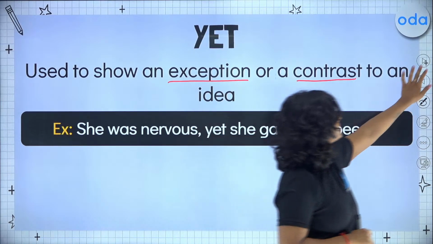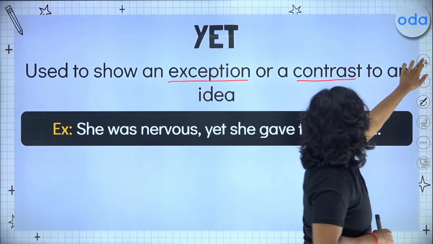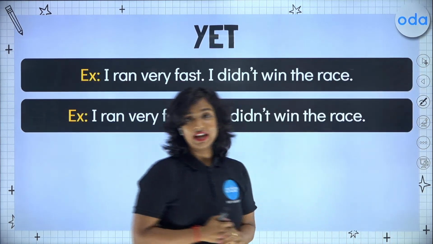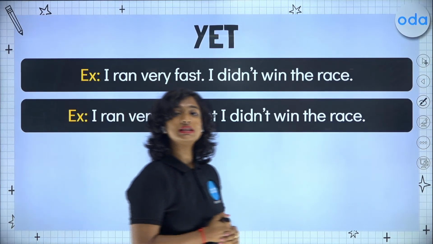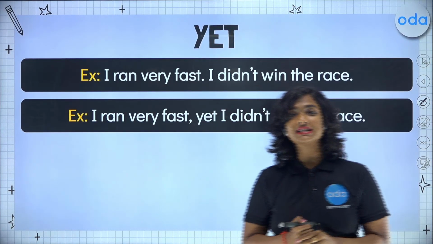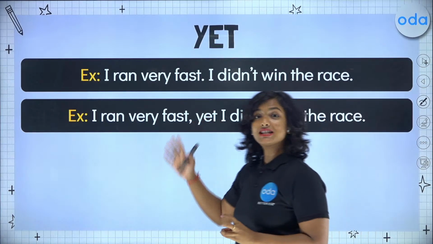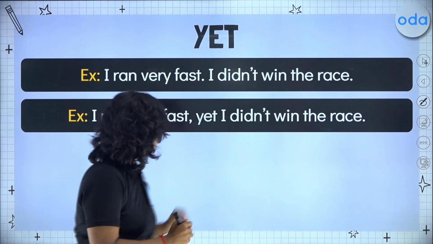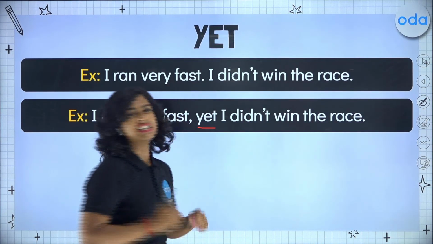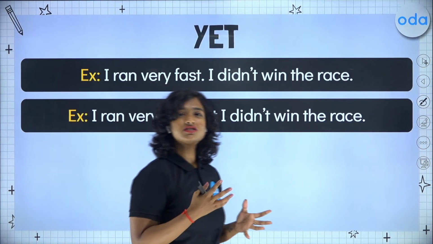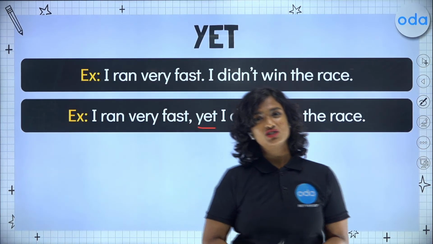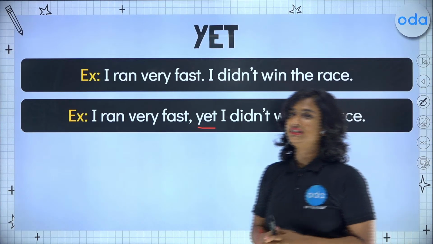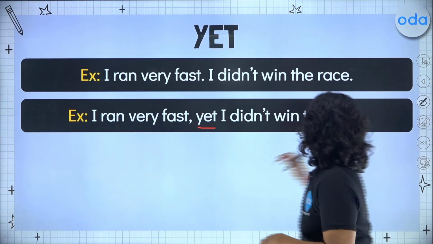We can take one more example here. Let's see. I ran very fast. I didn't win the race. So here once again, I ran very fast has a positive connotation, yet helps us see the exception, helps us see the contrast in the two sentences. So I ran very fast, yet I didn't win the race.